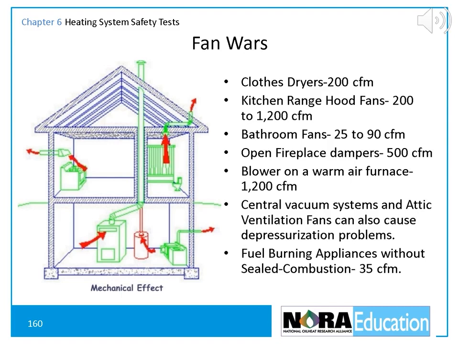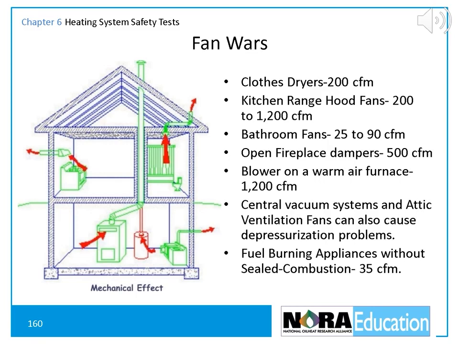Here are some of the average amounts of air, in cubic feet per minute, that a fan can draw. A clothes dryer pulls about 200 CFMs. And the problem with this is, of course, the clothes dryer is also usually installed in the combustion air zone right next to the boiler. Kitchen range hood fans can pull 200 to as much as 1,200 cubic feet per minute. Bathroom fans pull somewhere between 25 and 90 CFMs.